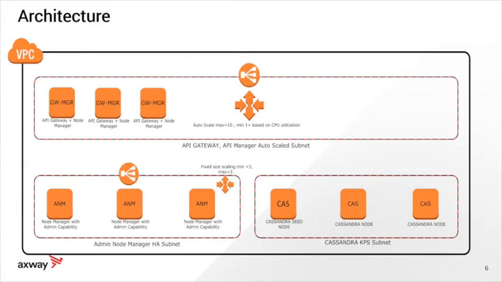So as you can see, I've got a VPC which can be spread across multiple availability zones. It's totally up to you. And then I have three different subnets: an API gateway subnet, an admin node manager subnet, and a Cassandra KPS subnet.